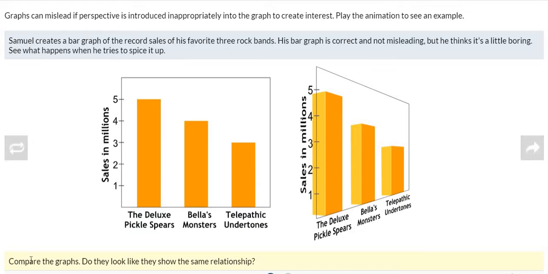Can he still do that and it's mimicking the same data? Is it still reading 5? No. It kind of looks below 5. Is it still reading 4 for Bellows? No. It looks way below 4. So when they cockeyed it, it made it look misleading. So we cannot cockeye it like that.